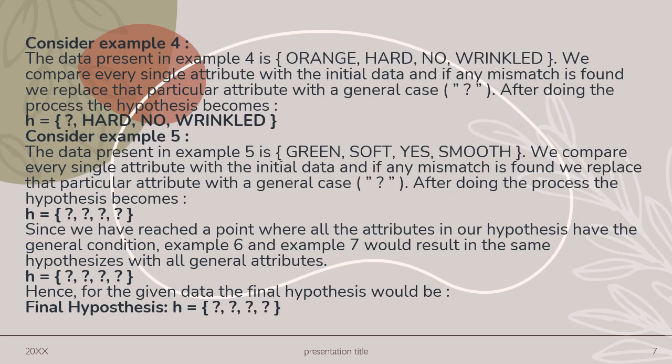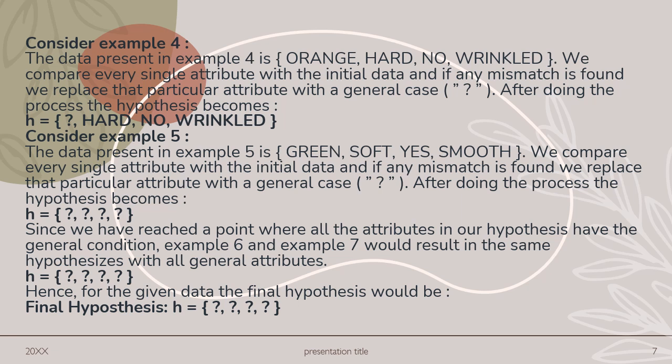Let us consider example 4. Here, the data present in example 4 is orange, hard, no, wrinkled, and the outcome is yes. Since it is a positive example, we are going to compare the attribute values to the hypothesis values. Compare every single attribute with the initial data, and if any mismatch is found, we replace that particular attribute with a general case, that is question mark. After this process, the hypothesis becomes question mark, hard, no, wrinkled.